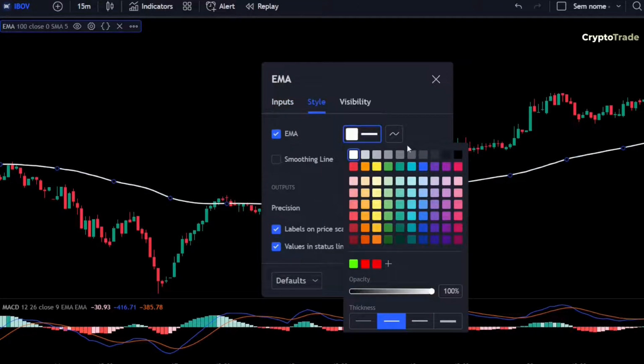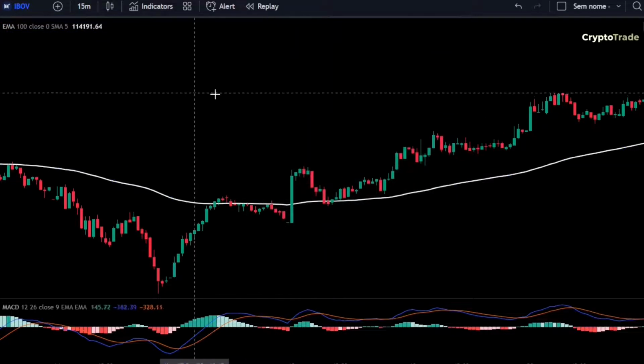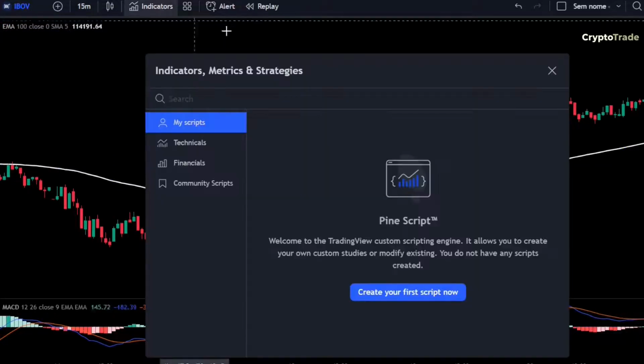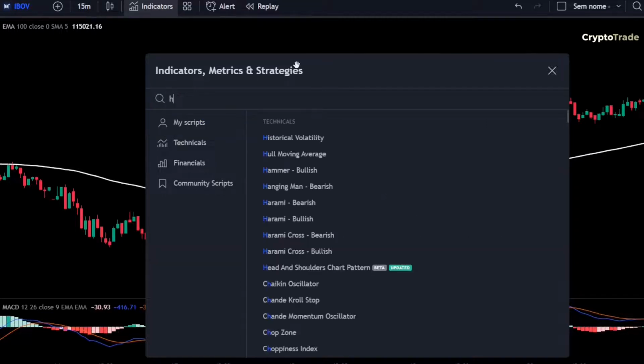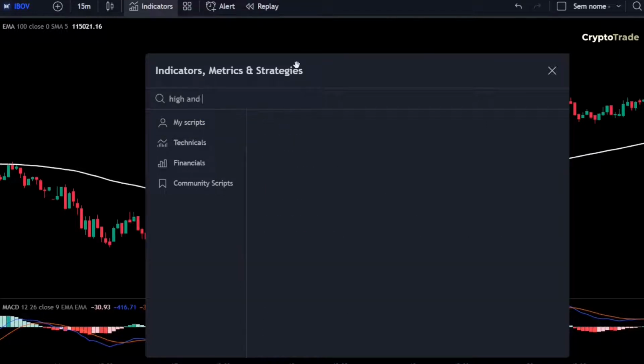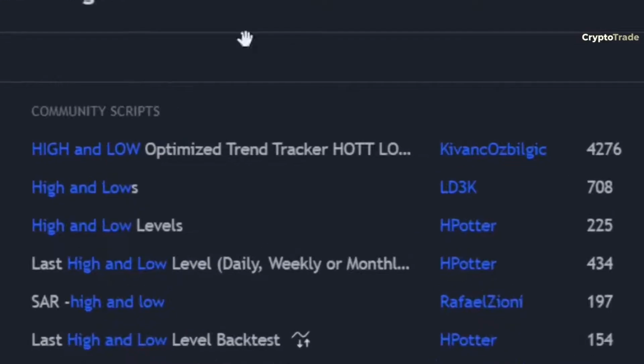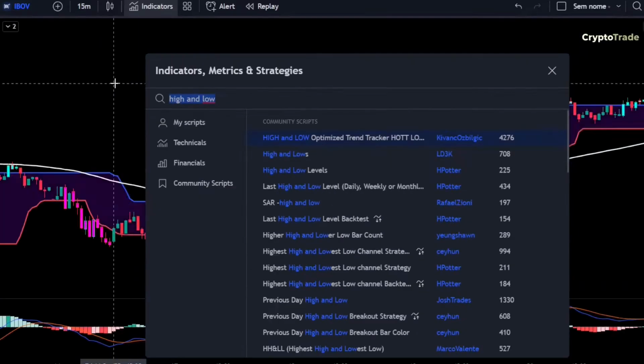Click OK to finish. To add the third and last indicator to the chart, open the indicator search bar in TradingView and type high and low. Select the indicator as shown in the video. Setup is complete.